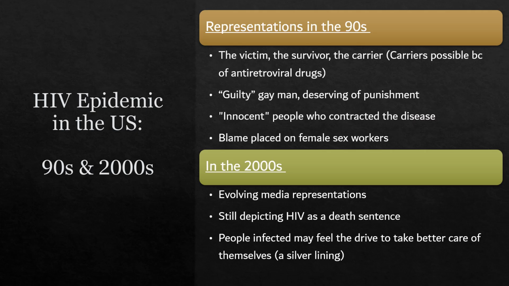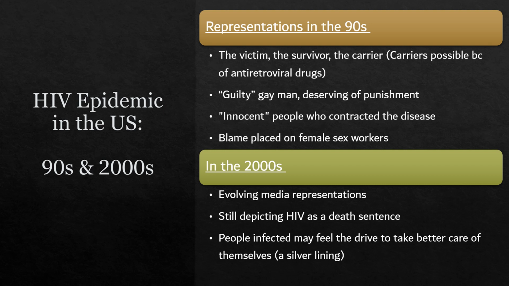As we came up on a decade with this pandemic, this epidemic, into the 1990s, the representations started to change a little bit, but they were still largely pretty discriminatory. We had these tropes of the victim, the survivor, and the carrier being HIV positive individuals. Carriers were people who lived with HIV, HIV positive, but they were going about their lives and not necessarily extremely sick at this point in time as medications were developing. It was because of that development of antiretroviral drugs that carriers were even possible, that people could live with HIV instead of eventually succumbing to HIV through the development of AIDS.